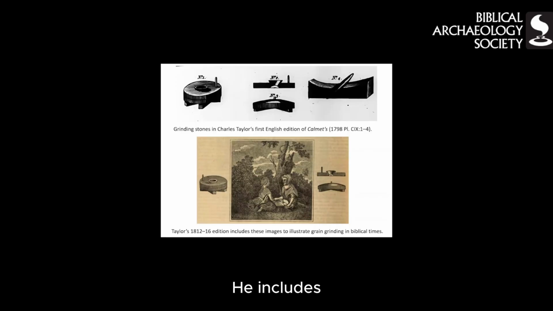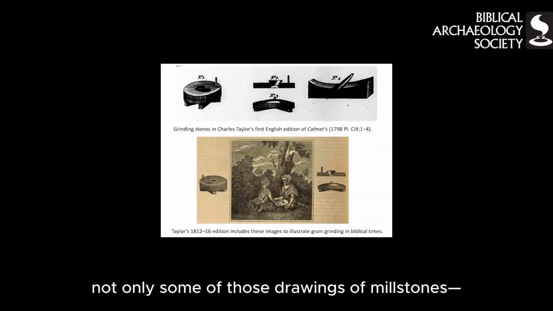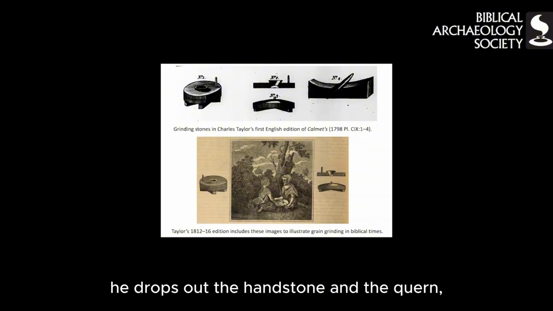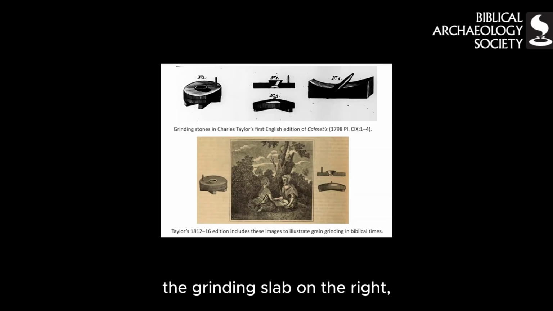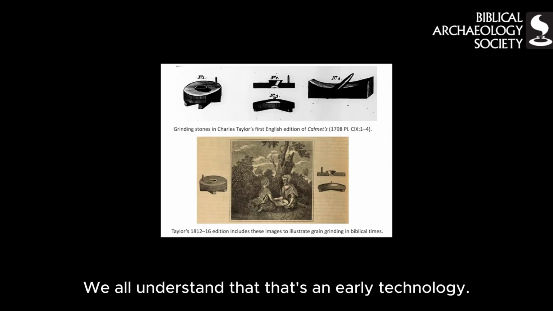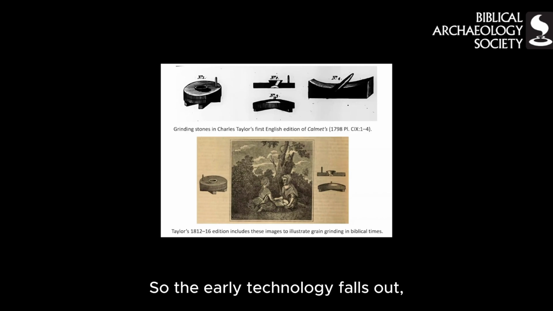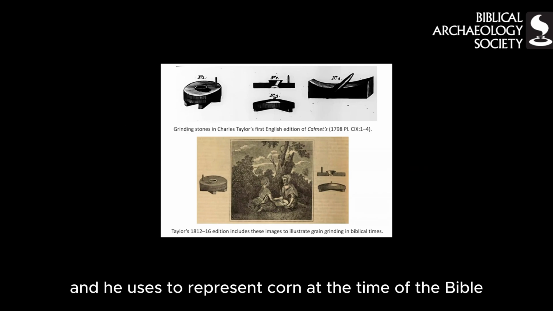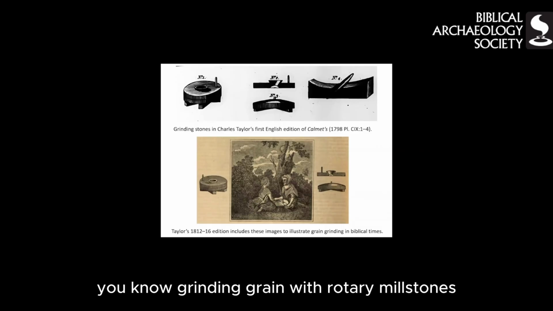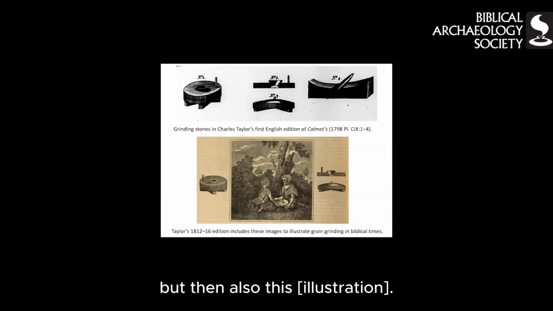He includes not only some of those drawings of millstones, note 3 of them out of 4. He drops out the handstone and the quern, the grinding slab on the right, which of course is an earlier technology, right? We all understand that. That's an early technology. So the early technology falls out, and he uses to represent corn at the time of the Bible, grinding grain with rotary millstones, but then also this photograph.